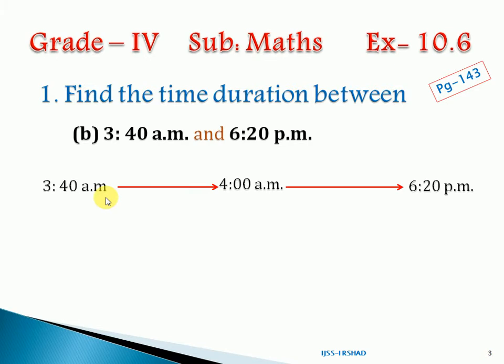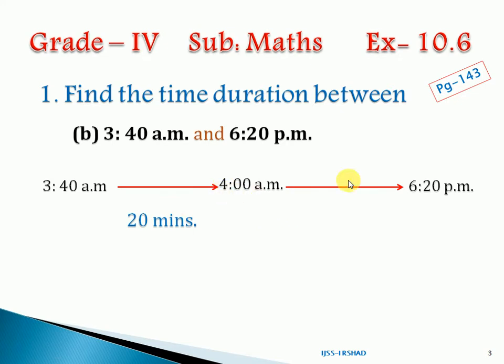Now just calculate the time between these given times. How will we reach 4 o'clock from 3:40? How many minutes do we have to take from here? So it is 3:40. After 3:40, if 20 more minutes come, then we will reach 4 o'clock. 3:40, then 3:50, then 3:60 means 4 o'clock. So 20 minutes are left to reach 4 o'clock. So 20 minutes is the time duration between 3:40 a.m. and 4 a.m. So you can write it here: 20 minutes.